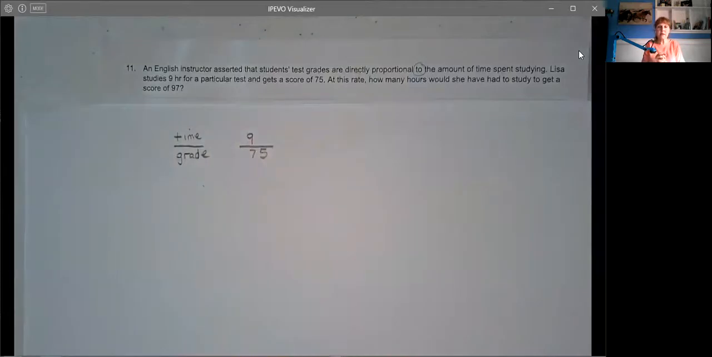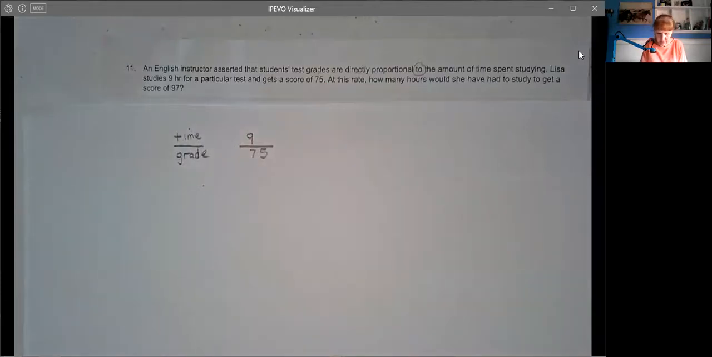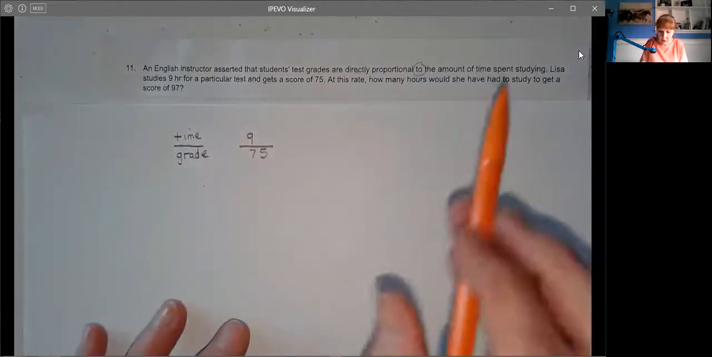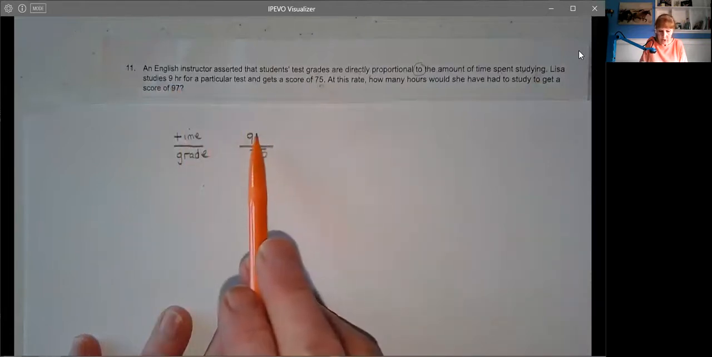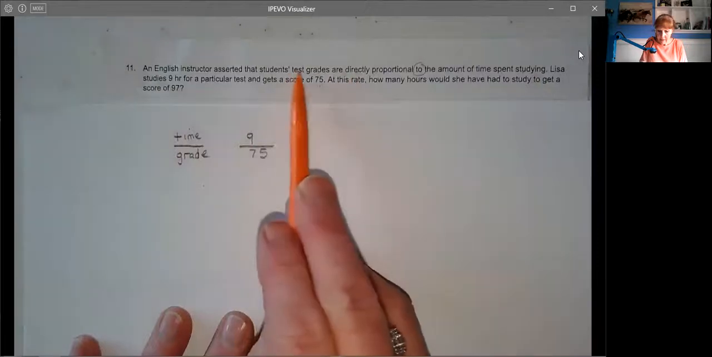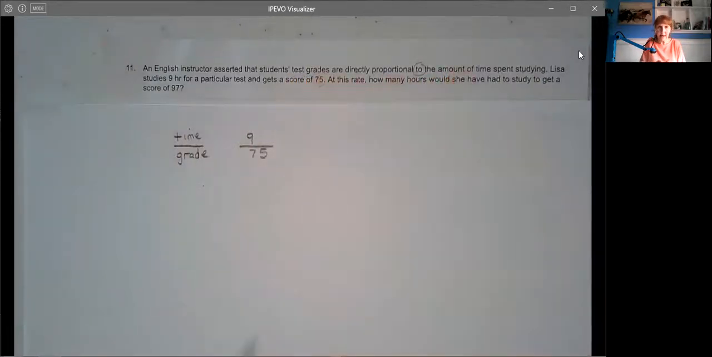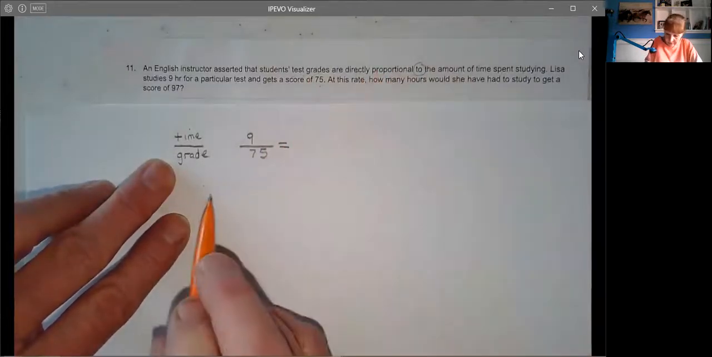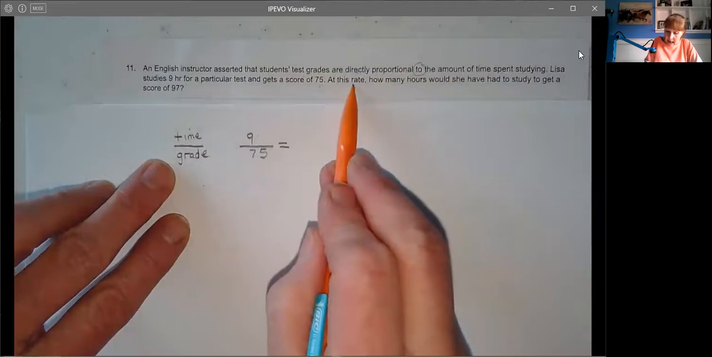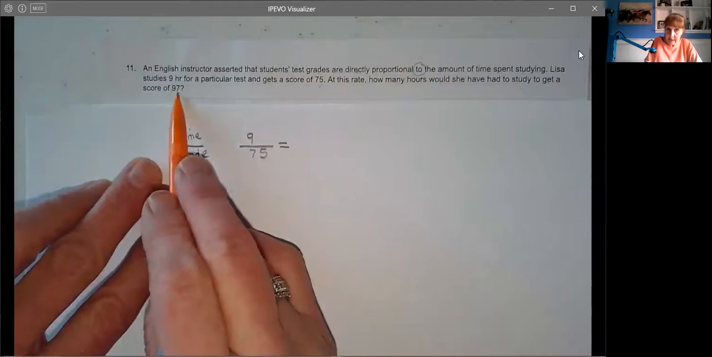That came from the sentence, and you'll be given one of these sentences in these problems. Sometimes they'll put a comma there and continue on, but most of the time they'll have a period. So you have your first from here. Lisa studies 9 hours and gets a score of 75. Her ratio is 9 to 75. And here, I kind of switched the order, but like I say, it doesn't matter. Equals, we're setting up a proportion because they're proportional. At this rate, how many hours would she have had to study to get a score of 97?